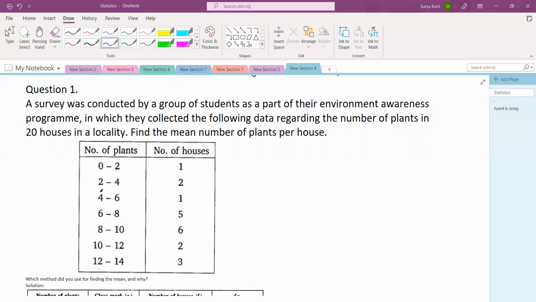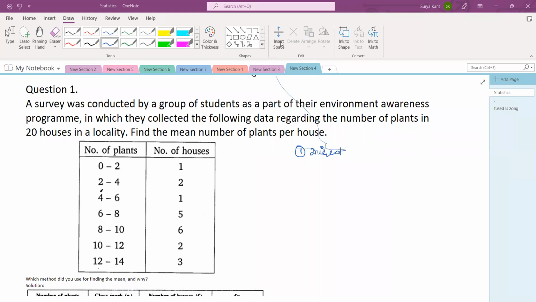Between number of plants, there are so many methods to do this. The three methods I told you. First one is the direct method. What is the formula of the direct method that we have read?